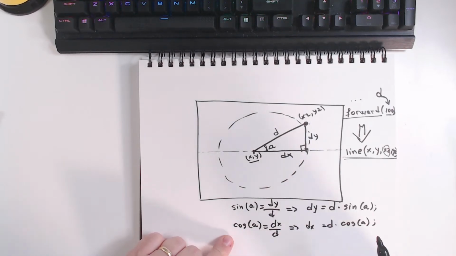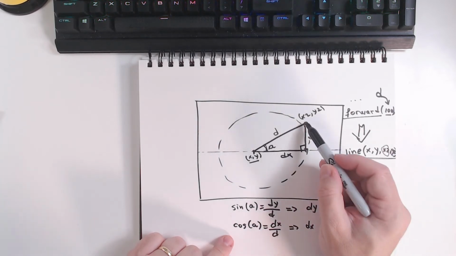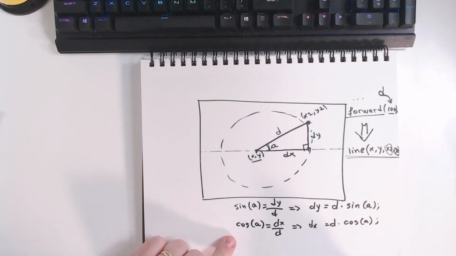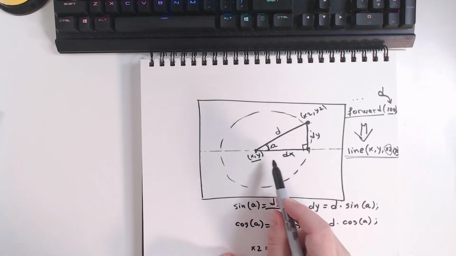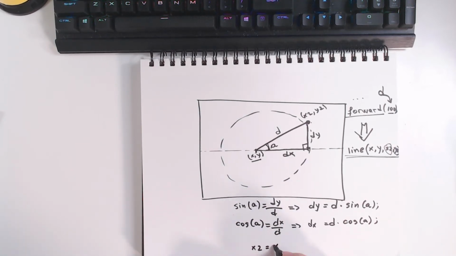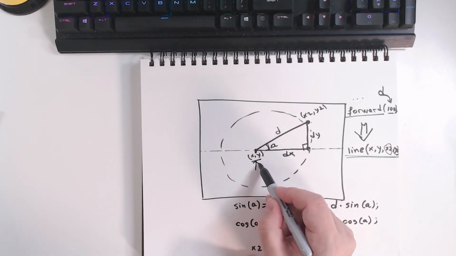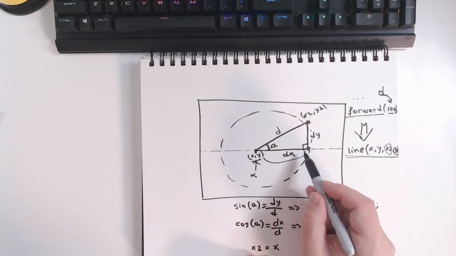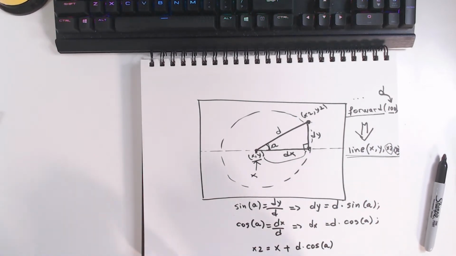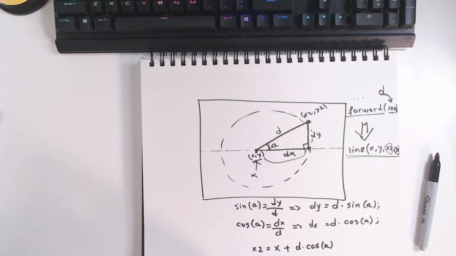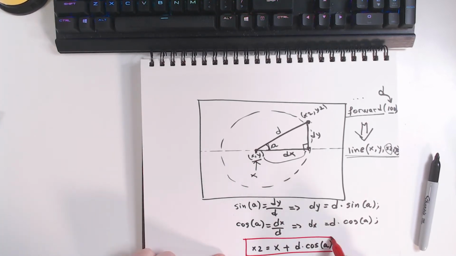So if we know dx and dy, we can figure out x2 and y2. That's because let's say x2 equals, so this one here, it's x plus dx. So it's x, which is here, plus all this one, plus dx. So it's x plus d times cosine of A, that's dx. And this is an important formula. We'll have to remember it. We'll have to put it in the code.